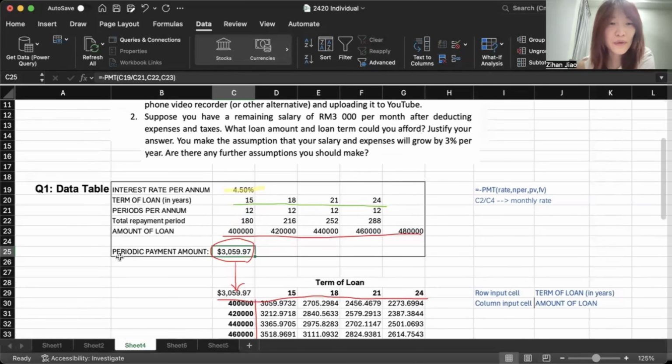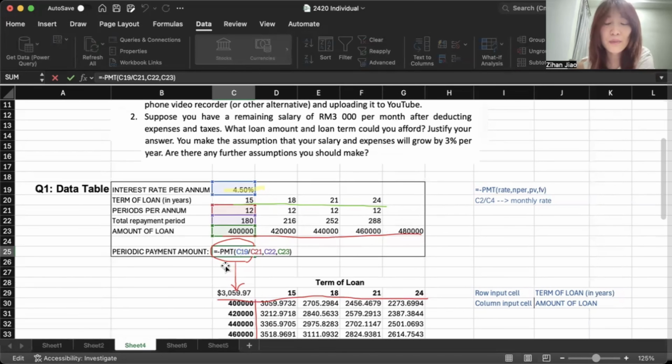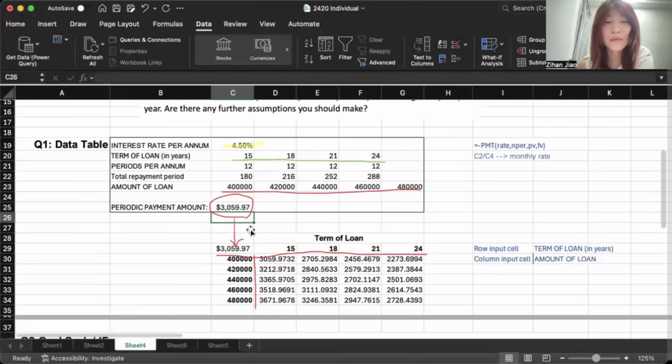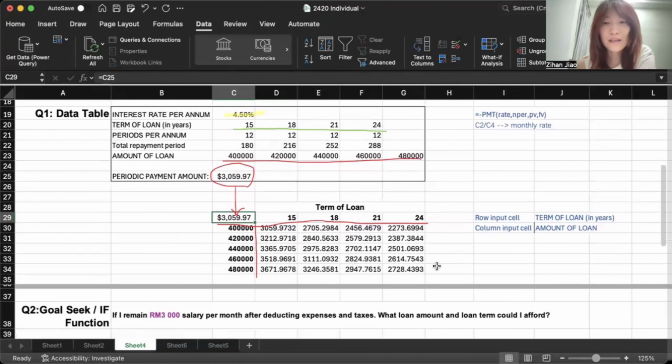And to calculate the periodic payment amount, we just use the PMT function because we need to use the possible data. So I add a negative symbol before the function, and we need to use our monthly rate. So just use 4.5%, which is our interest rate for every year. We need to divide it by 12 and get our monthly interest rate. The second factor is our total repayment period, and the third factor is our amount of loan. So we get our periodic payment amount and we move to the first data in our table.